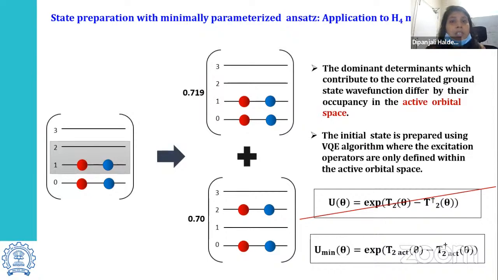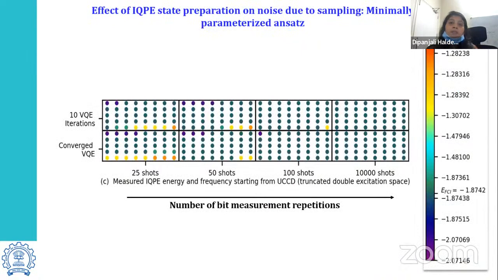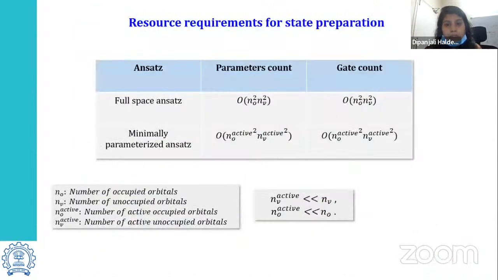And with such a minimally parameterized ansatz, we have again conducted our quantum phase estimation experiment 40 times. And what we observe is that all the time we reach again the correct eigenphase. Hence, we can say that with a minimally parameterized ansatz that has a much shallower gate depth than the full space ansatz, we can reach the correct eigenspace.